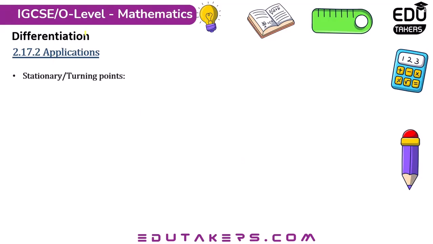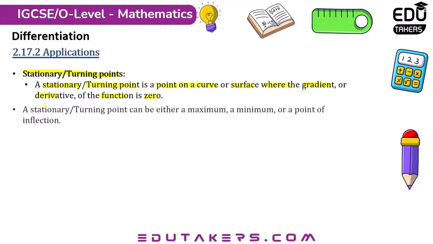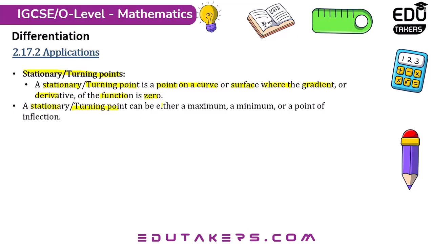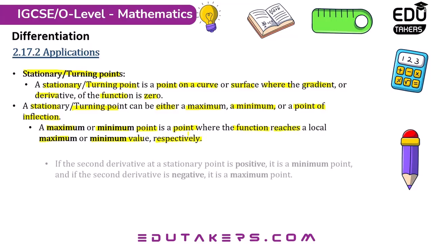Applications of differentiation: stationary or turning points. A stationary or turning point is a point on a curve or surface where the gradient or derivative of the function is 0. A stationary or turning point can be either a maximum, a minimum, or a point of inflection. A maximum or minimum point is a point where the function reaches a local maximum or minimum value respectively.